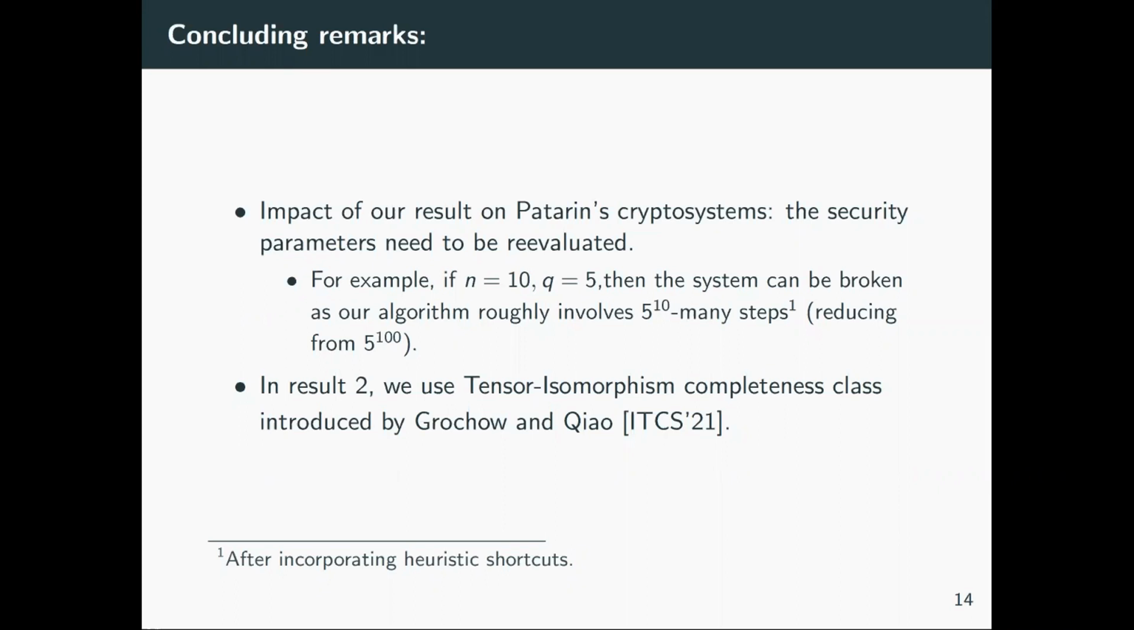In result 2, we proved that the alternating trilinear form equivalence problem is polynomial time equivalent to the symmetric trilinear form equivalence problem. And in the proof, we go through the tensor isomorphism problem, and we use the tensor isomorphism completeness class introduced by Grochow and Qiao in ITCS in 2021.